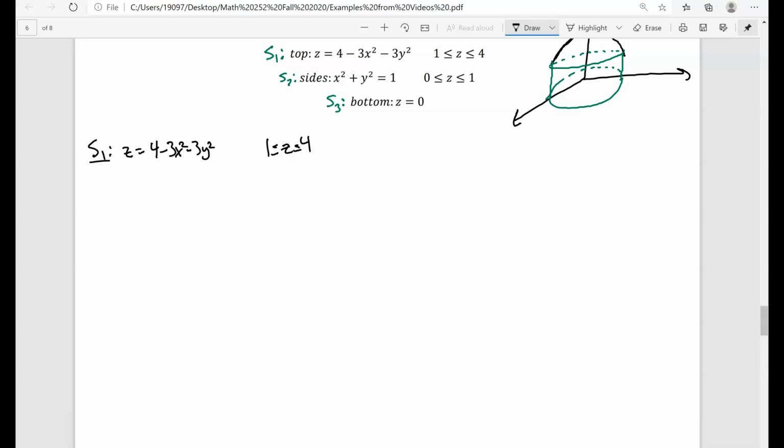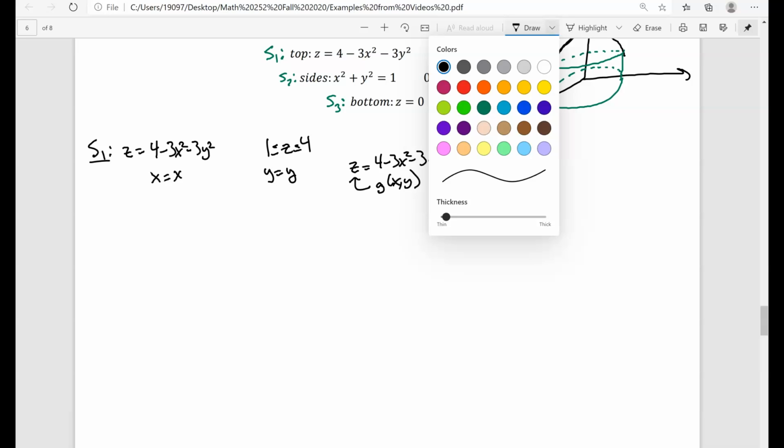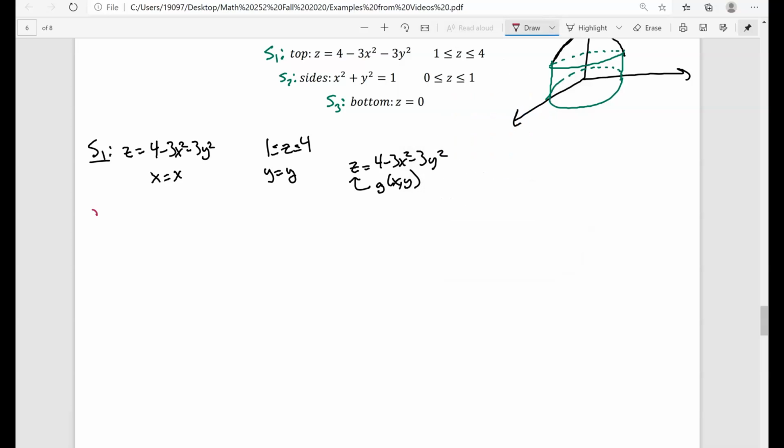So we're going to parameterize this guy again. This is a simple parameterization. So x equals x, y equals y, and z is just going to be this 4 minus 3x squared minus 3y squared. You can see that z is just going to be a function of x and y. So in order for me to find the flux, when we have a very basic parameterization, all we're going to do is take the double integral over the region D of negative p g of x, negative q g of y, plus r dA. I'm doing a little bit of the shorthand notation for partial derivatives.